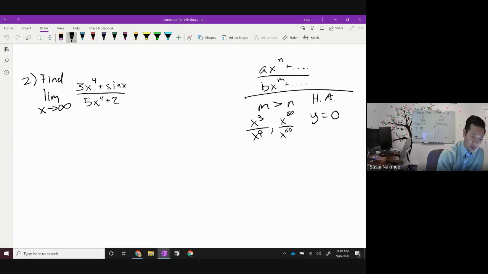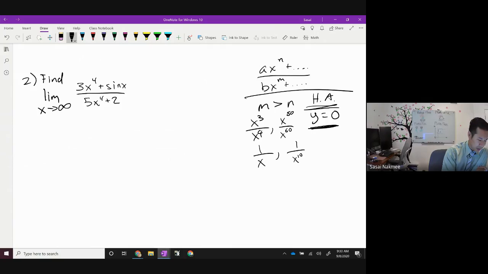Cancel out your variables, and you have the degree that's higher in the denominator. You'll always end up with something where you have an x in the denominator and just a constant in the numerator, right? And as you go off towards infinity, that denominator is going to get larger and larger, and the numerator is just going to stay constant. So if your denominator has a greater degree than your numerator, this will always happen, and you'll always have a horizontal asymptote at y equals 0.